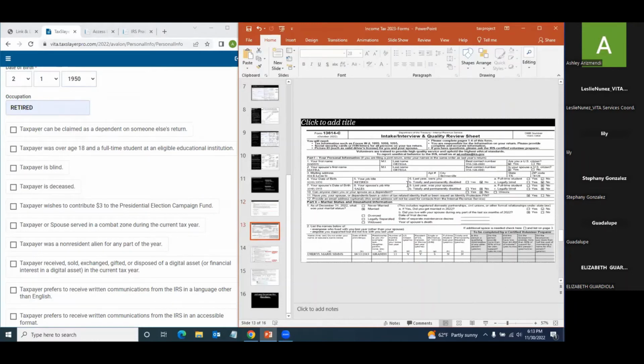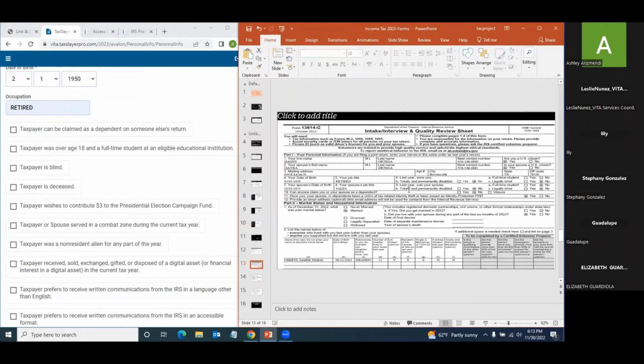And we know that he's not blind because this would be check marked if they were disabled or if they were legally blind or a full-time student. So since they're not a dependent, they're not a full-time student, they're not blind, and they're not deceased, none of these will be check marked.